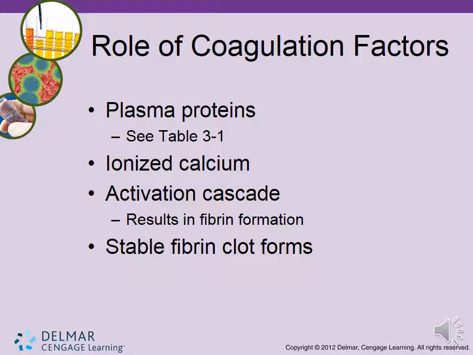For the most part, your coag factors and their interactions together can be summarized into actually two reactions: the conversion of prothrombin to thrombin, and then the conversion of fibrinogen to fibrin.